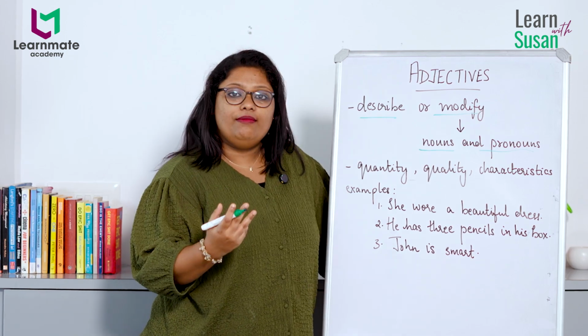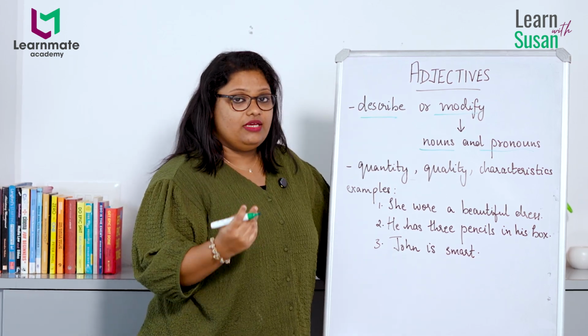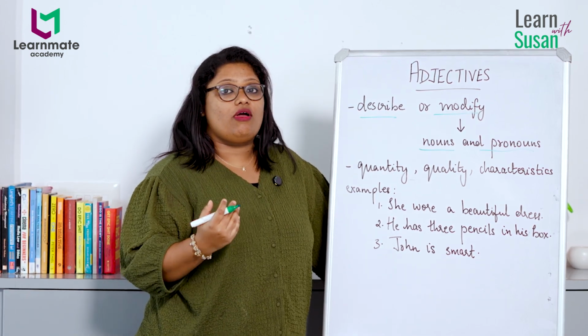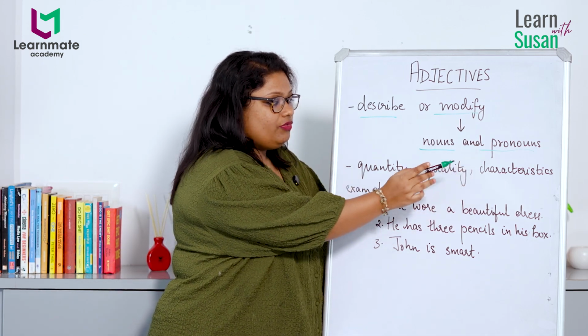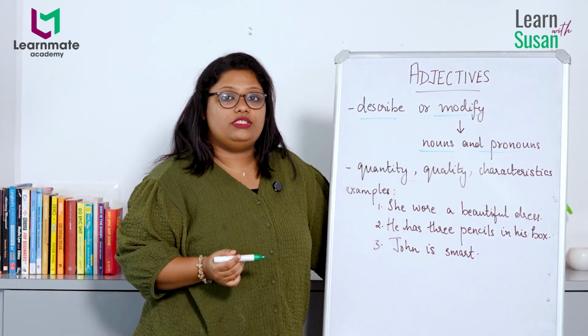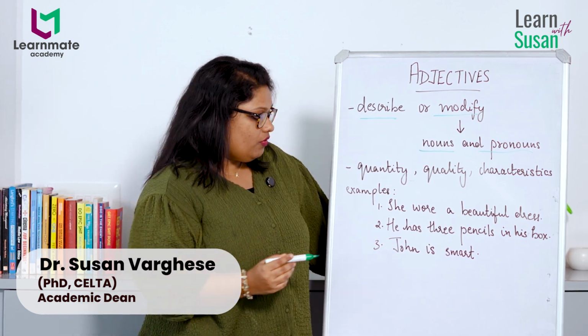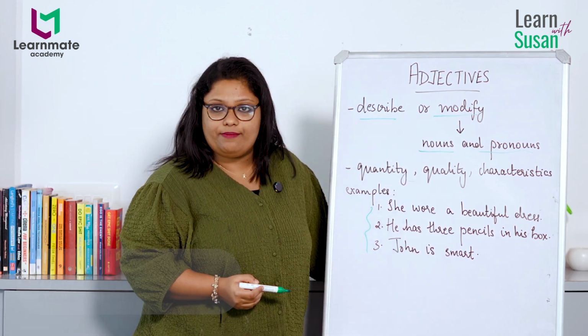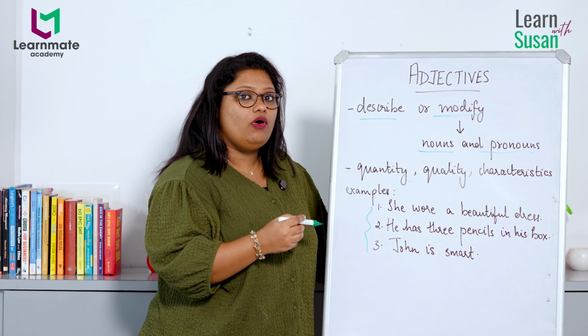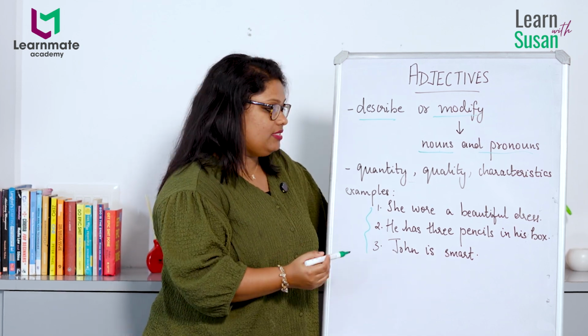Now, it can be of any kind. Adjectives can talk about characteristics, quality or quantity of these nouns and pronouns. I have provided three examples here. Now let's see what the adjectives are in each sentence.